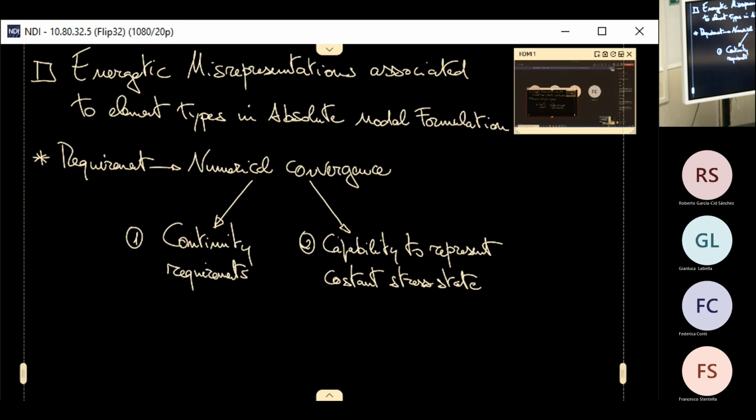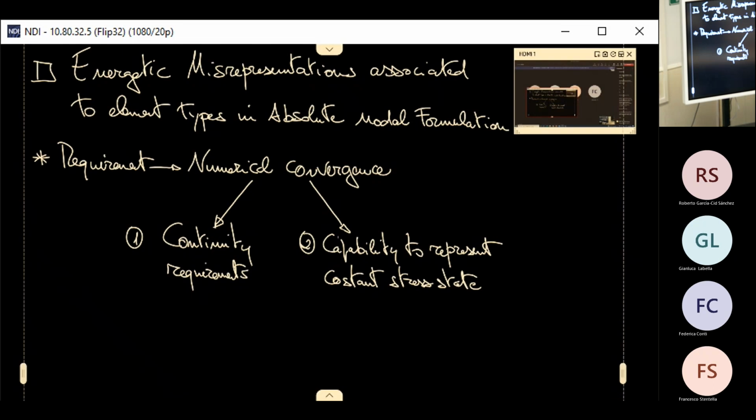Then the question here is, this requirement translates into the following one, given that requirement number one on continuity is satisfied for polynomials physically. Requirement number two can be exemplified as such: the capability to correctly represent a state of constant stress, but of zero stress, during rigid motion. Okay? And what is typically the consequence?